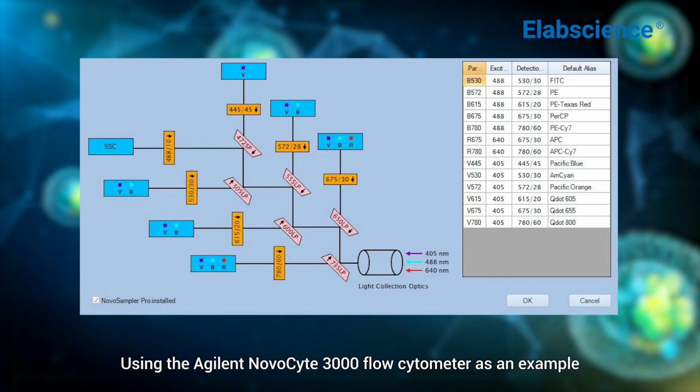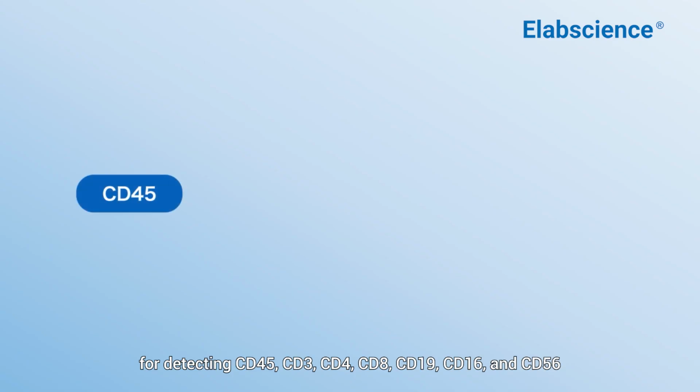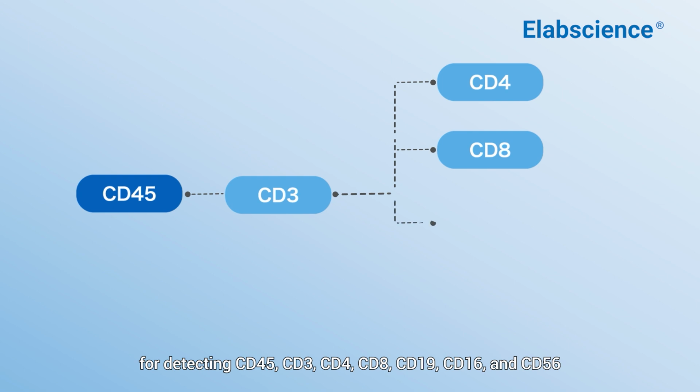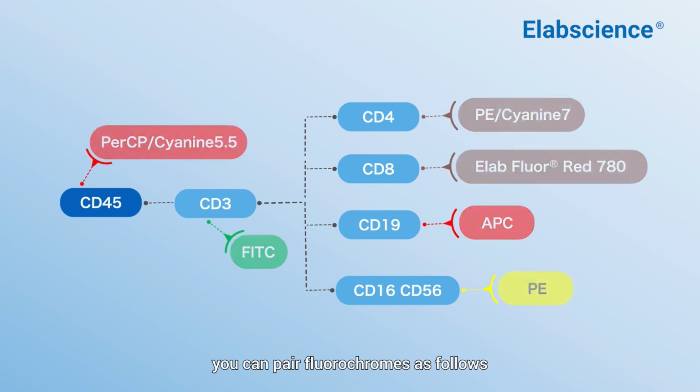principles. Using the Agilent NovoCyte 3000 flow cytometer as an example, for detecting CD45, CD3, CD4, CD8, CD19, CD16, and CD56, you can pair fluorochromes based on the configuration of the flow cytometer as follows.